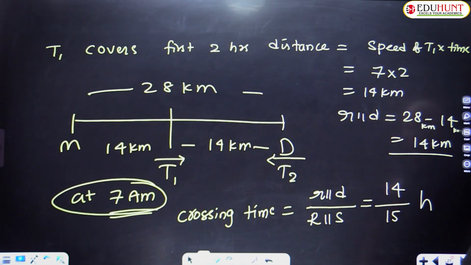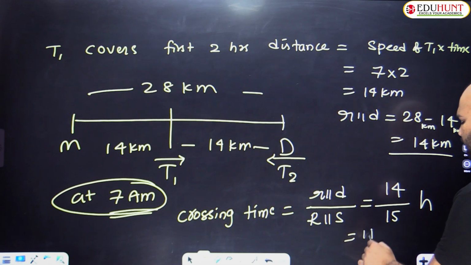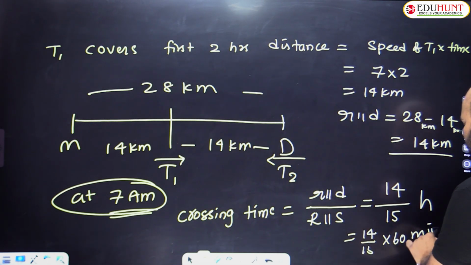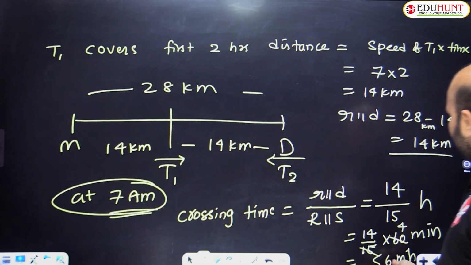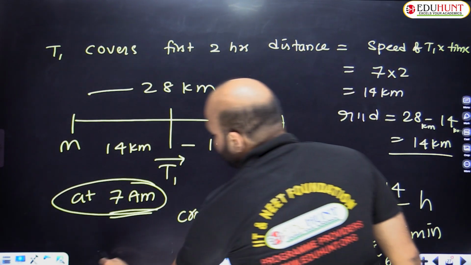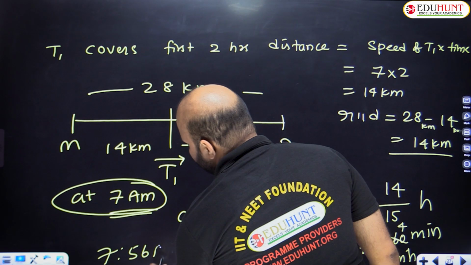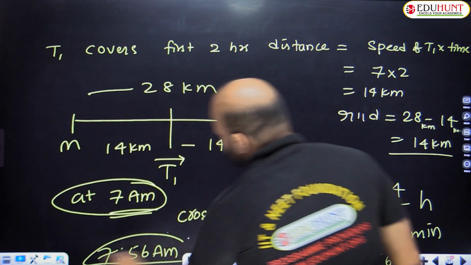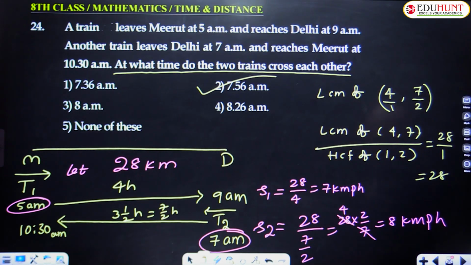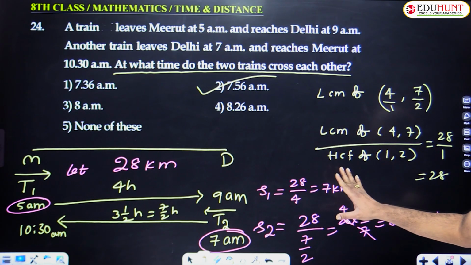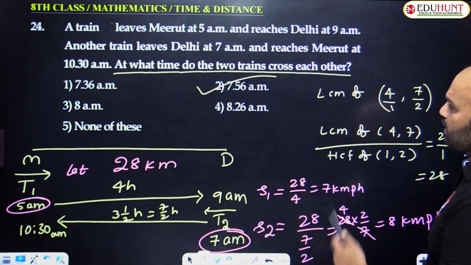Finally, what I am getting is time in hours, so it will be converted into minutes. 14 by 15 into 60 minutes. 15 ones are 15, 15 fours are 60, so 14 into 4 is 56 minutes. So after 7 they will cross in 56 minutes. What is the exact time? 7:56 am. That is the required answer. They will cross each other at exactly 7:56. Option 2 is the right answer. Am I clear? It's a very important question for various competitive exams from time and distance.